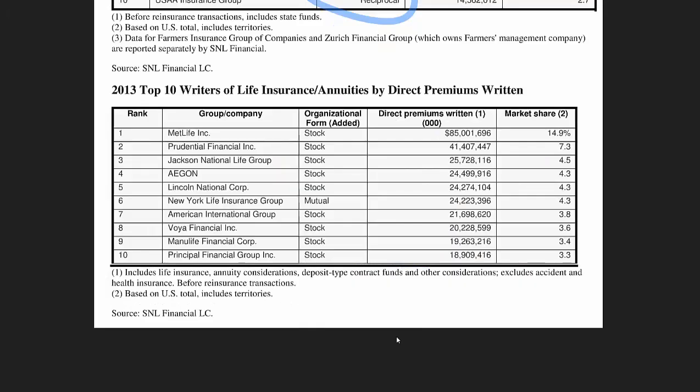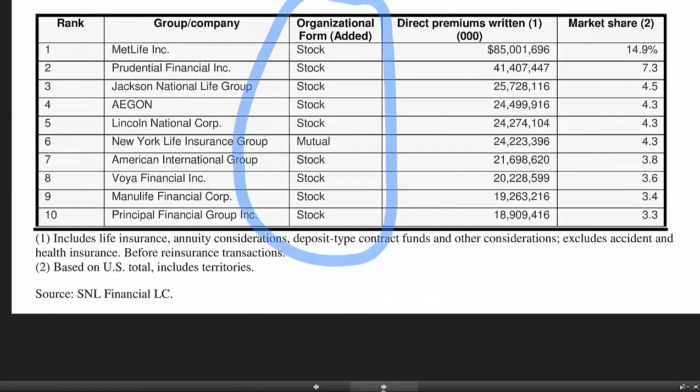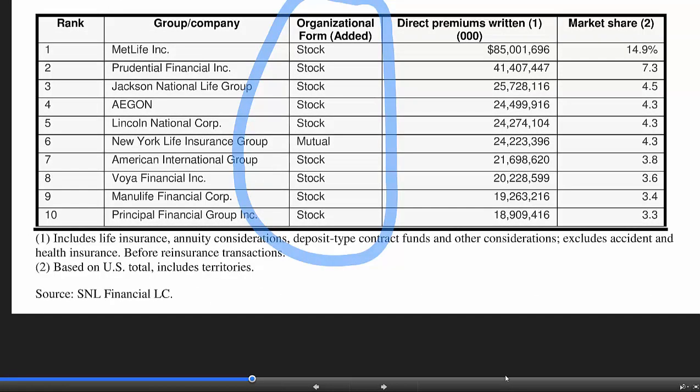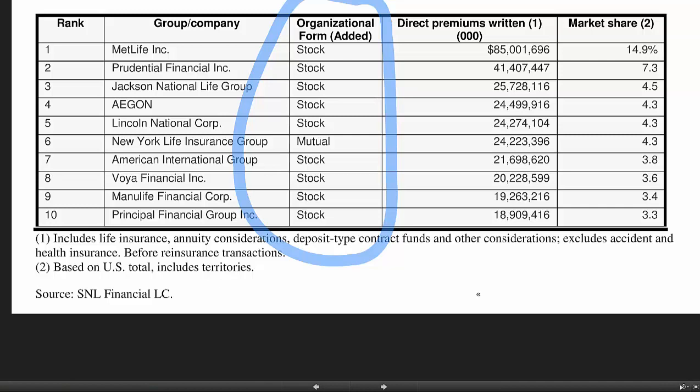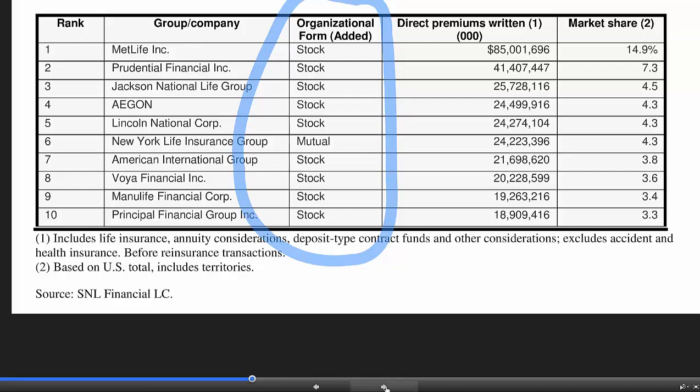Now let's look at the top 10 writers of life insurance and annuities. In terms of life insurance, it's interesting because, as you can see, nearly all of these are stock companies, and this used to not be the case. In fact, the largest life insurers used to all be mutual. But many of those mutual companies have been absorbed by other companies. So as you can see, a large percentage of market share from MetLife, and the only mutual company now in the top 10 is New York Life Insurance.